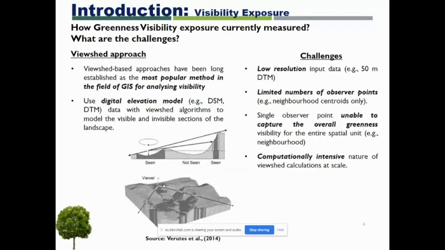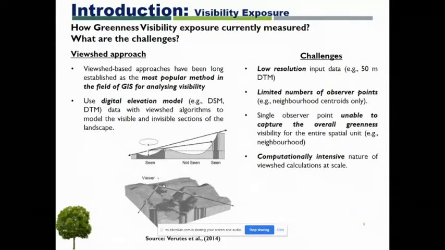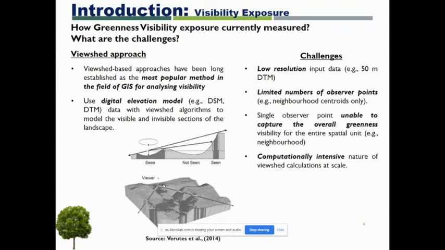Then we come to the third method, viewshed analysis, which is the most popular method in the field of GIS for analyzing visibility. It's been around for a long time, but unfortunately it has not been practiced much in green space or greenness visibility analysis. It uses a DSM and DTM, or digital elevation model, and then calculates the viewshed algorithm to see how much green you can see and from what places.